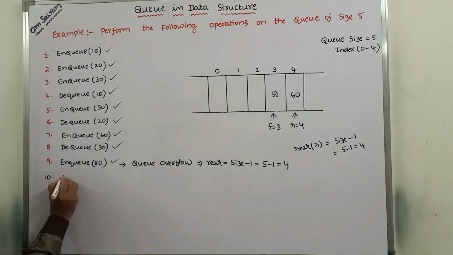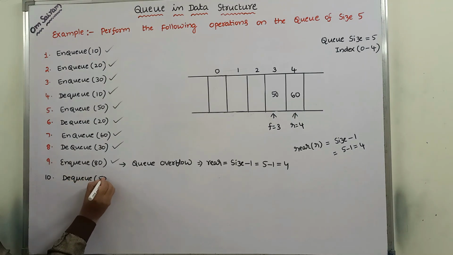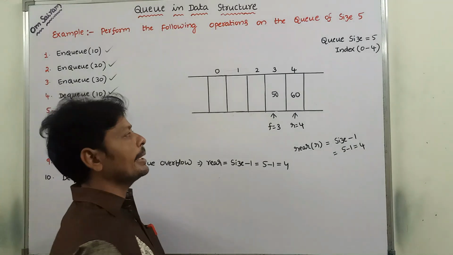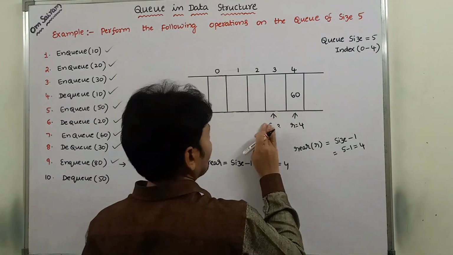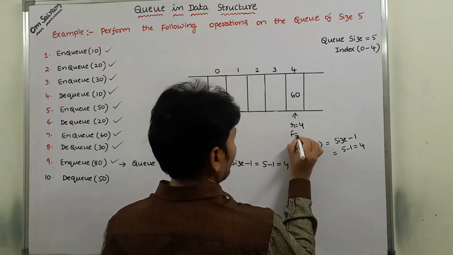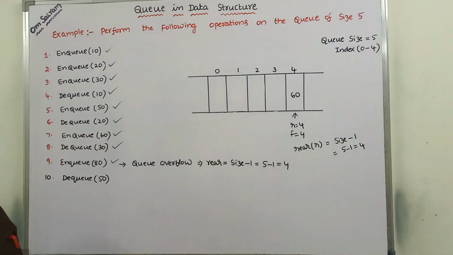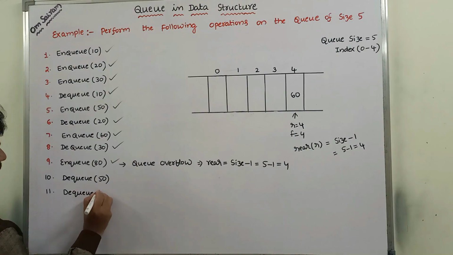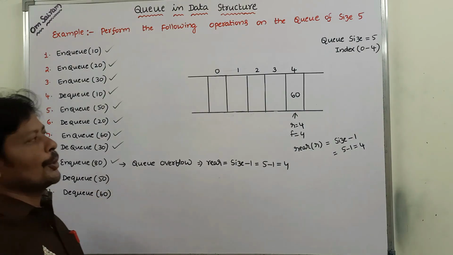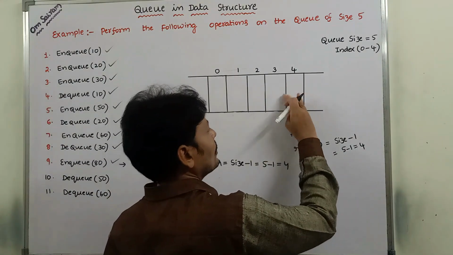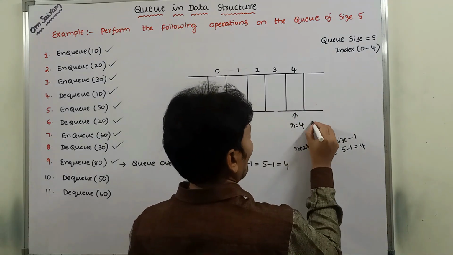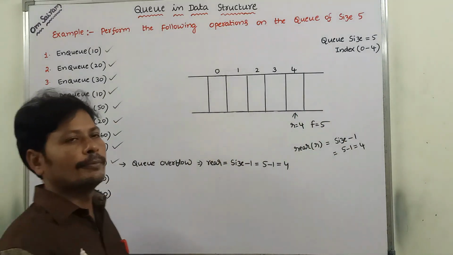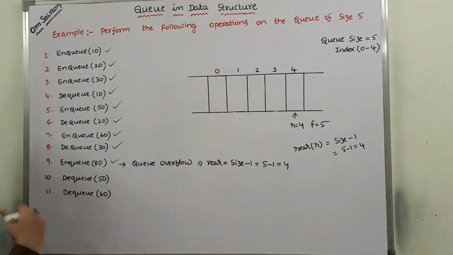Next operation is DQ of 50. Next, we are deleting 50 from the queue. Then the front pointer is incremented from 3 to 4. Next, we have to perform DQ of 60. So we are deleting 60 from the queue. At that time, the front pointer is incremented from 4 to 5.